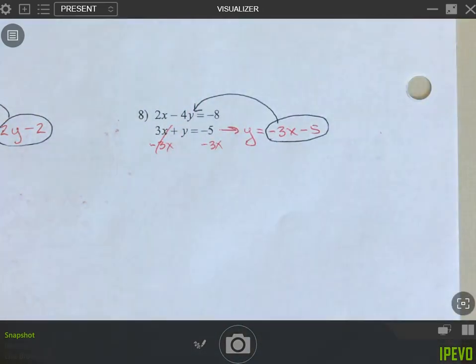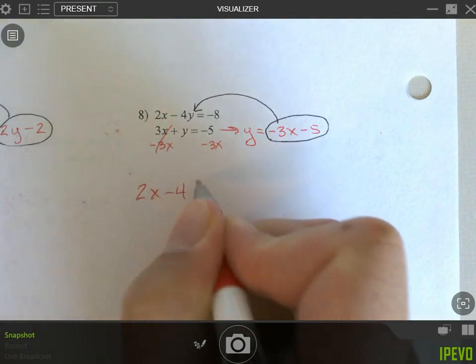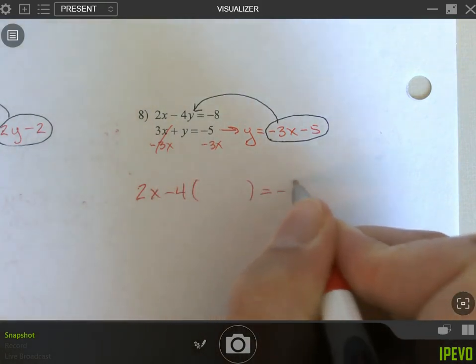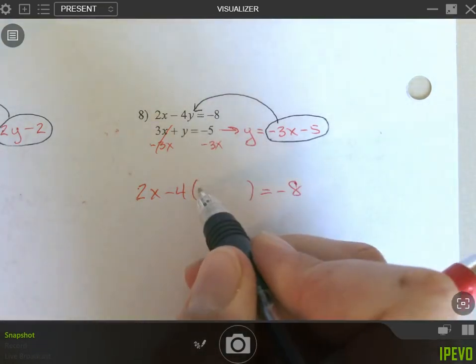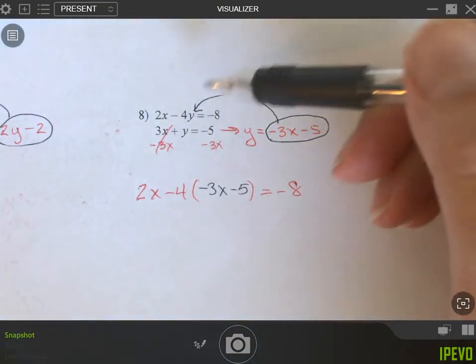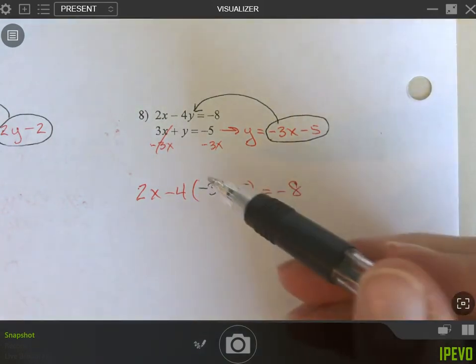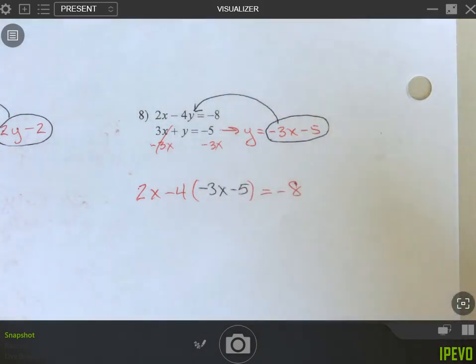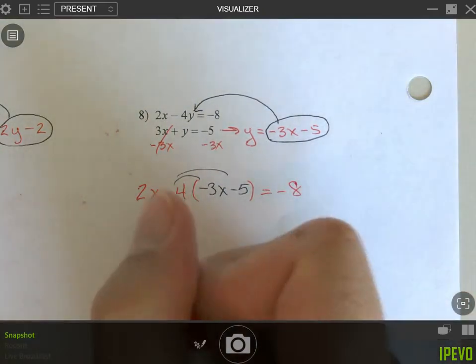Right there. So here's what I have. 2x minus 4 times stuff equals negative 8. And the stuff that I'm putting in there is I'm replacing y with this. So I'm hoping that having it circled and pointing to where it goes shows you exactly where you're dropping it. And these parentheses are almost like that circle around it. Okay, I'm going to make sure I distribute not just a 4, but what?